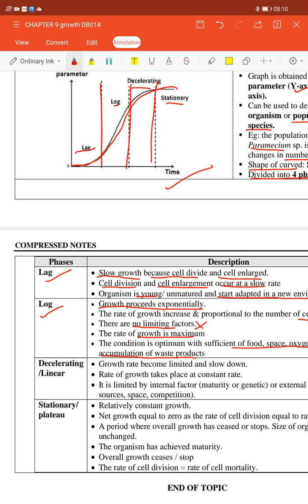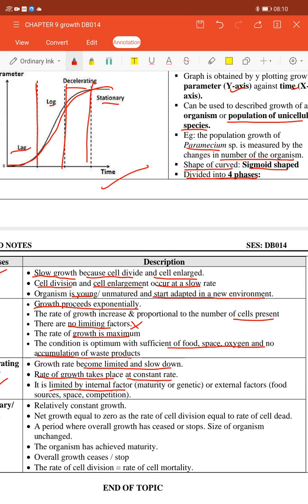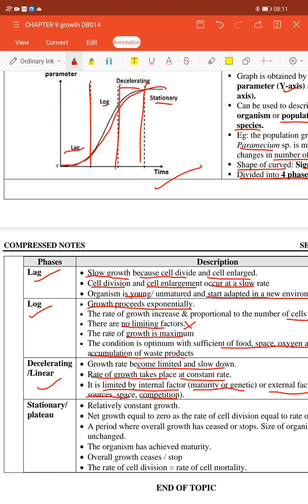And sampai masa phase yang ketiga, decelerating or linear phase, di mana growth rate becomes limited and slows down. So the rate of growth takes place at a constant rate, okay, because it is limited by internal factors. Maksudnya maturity or genetic, maksudnya dia punya spesies itu hanya time situ saja. Tahap itu je dia punya pembesarannya. Okay. Or external factors di mana adalah limitation of food dah berkurangan, space pun dah sempit, and ada competition untuk berebut makanan yang ada ataupun berebut mate ke, berebut tempat ke.